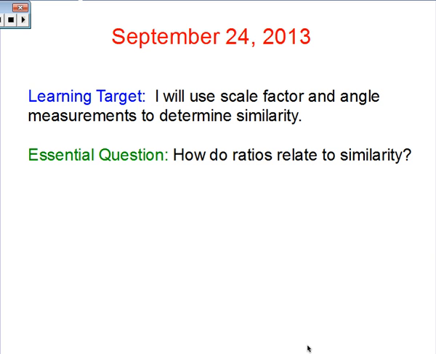Tonight's lesson deals with scale factor and angle measurements. So what I'd like for you to do is go ahead and write the learning target and essential question into your C notes. Go ahead and pause the video in order to do that.